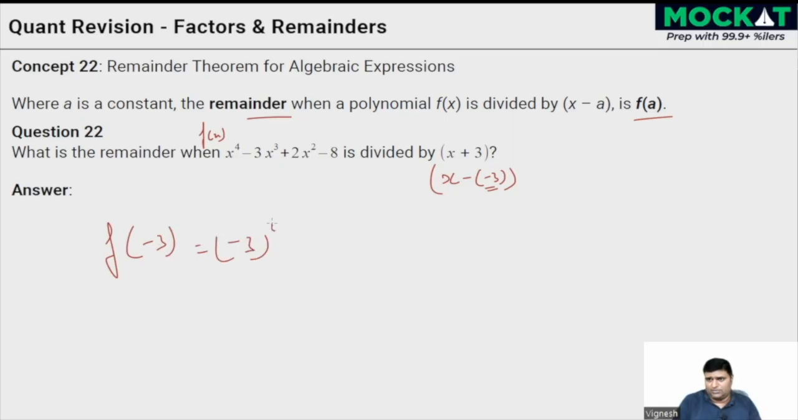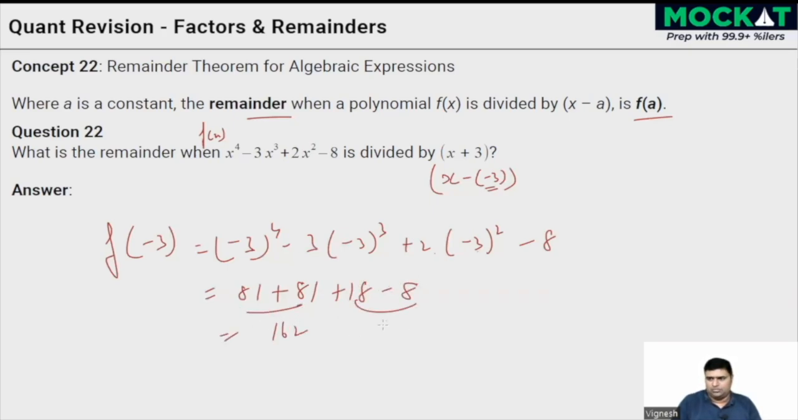You're going to get minus 3 whole power 4 minus 3 into minus 3 whole cube plus 2 into minus 3 whole square minus 8. Minus 3 whole power 4 is 81. Minus 3 into minus 27 is a plus 81 again. 9 twos are 18 minus 8, 162. This is a plus 10 and it comes to 172, right? So standard thing, remainder theorem. We'll also see it in the quadratic lesson. We're revising that part in detail. Don't want to spend too much time on this.